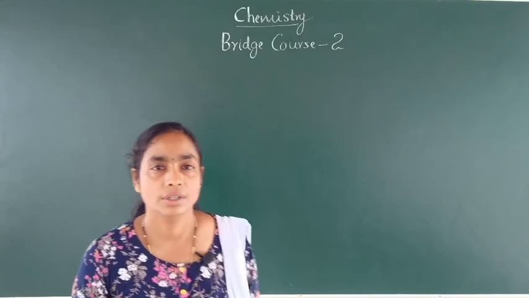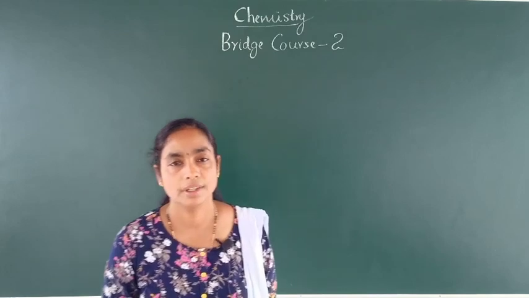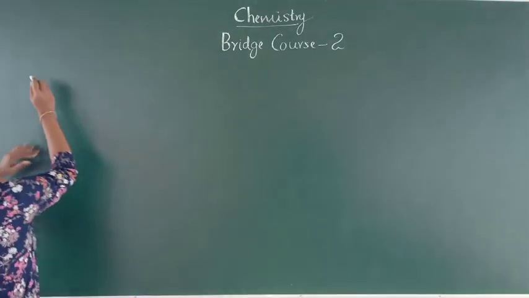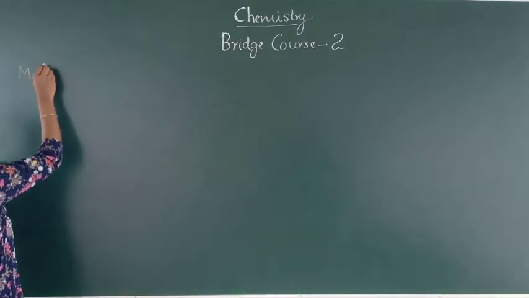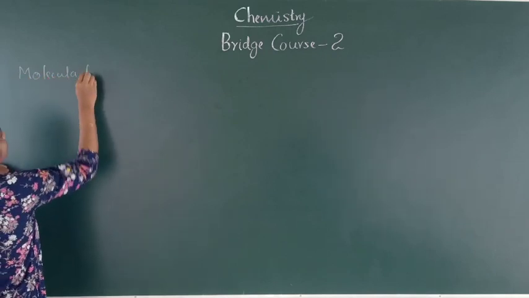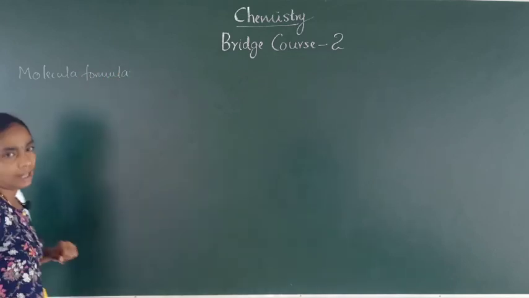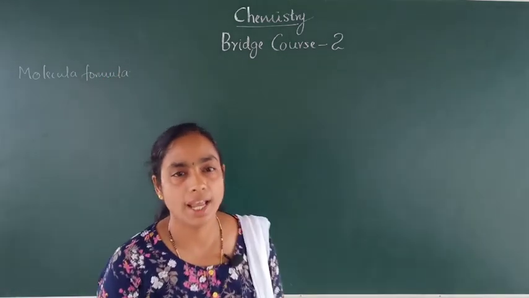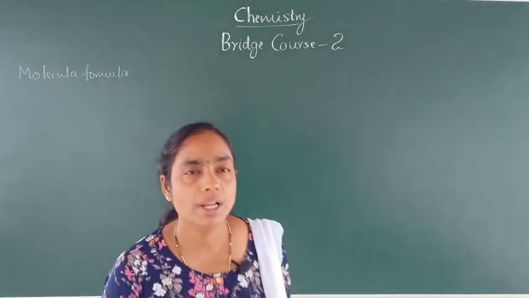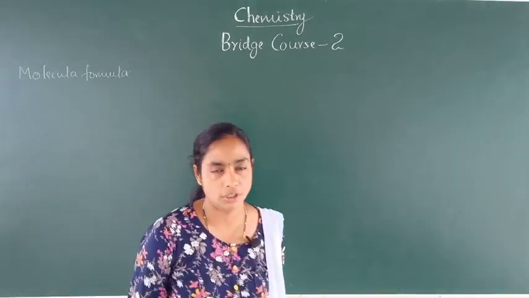Hello students, today let us continue the basic terms of chemistry. Let us start with molecular formula. Molecular formula of the compound is simply called the formula. Formula is the symbolic representation of a molecule.